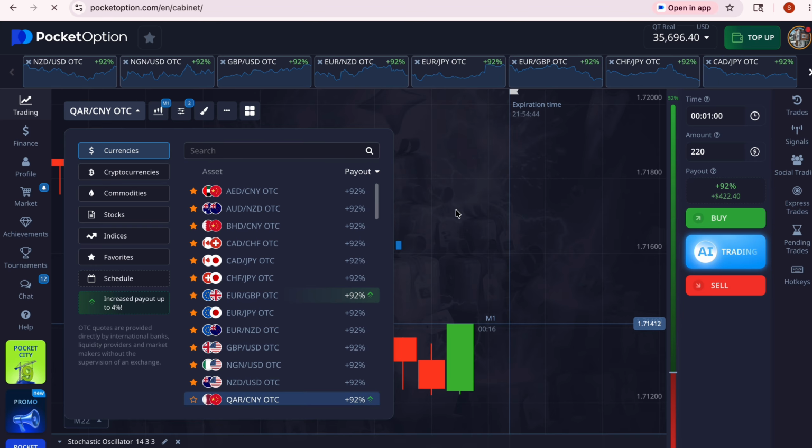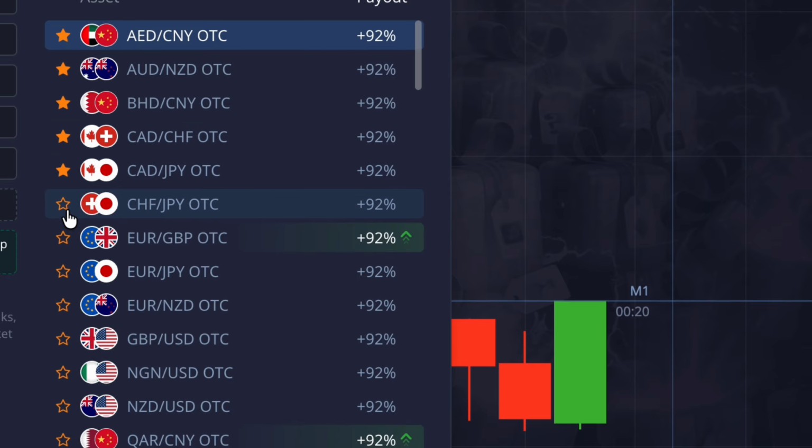Today I'm going to show you a 3-minute entry setup on Pocket Option and how it works. This is just a strategy example. Not every trade will be profitable, and trading involves risk.